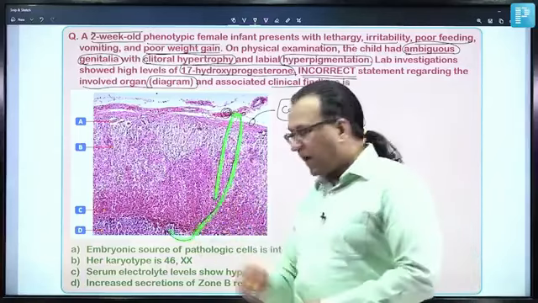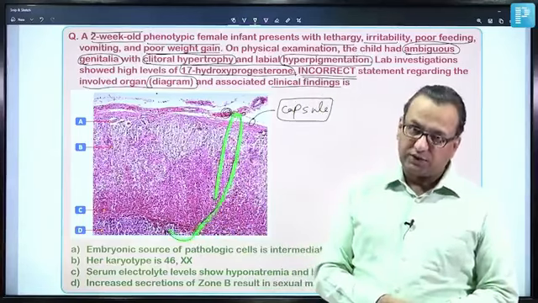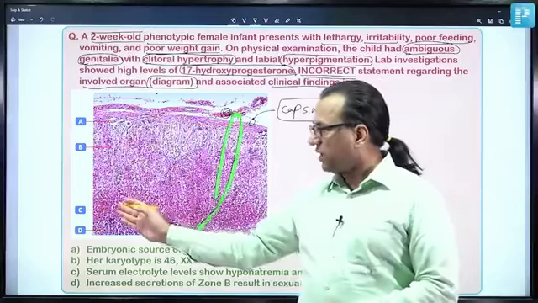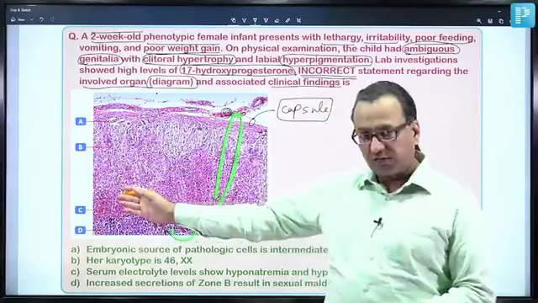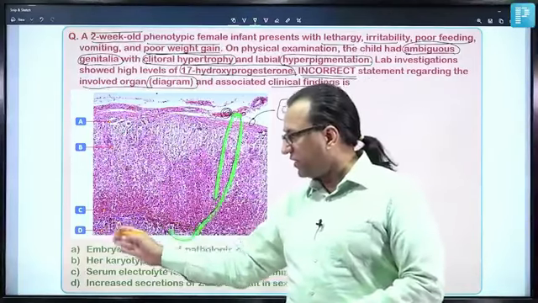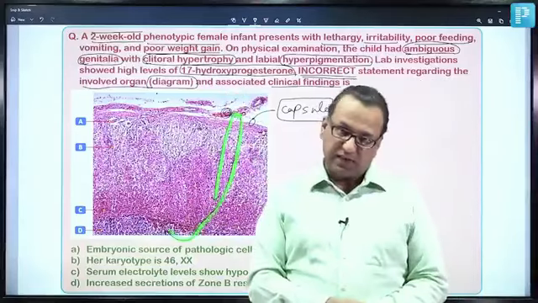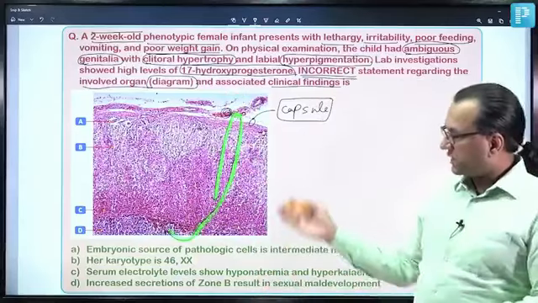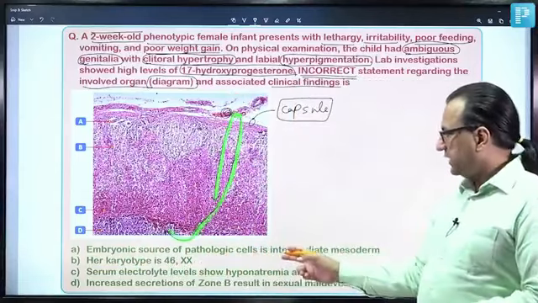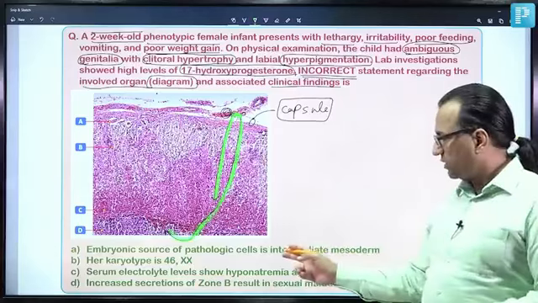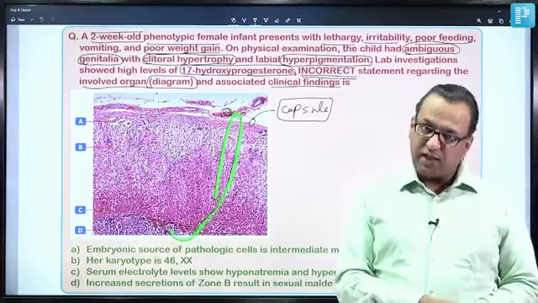Now we need to look at the arrangement of these blood vessels, which are basically fenestrated sinusoids supplying the GFR, that is glomerulosa, fasciculata, reticulata of the adrenal cortex, or the fenestrated sinusoids in the region of the adrenal medulla. So we'll be looking at the histological details as well, but presently, as the options are mentioning, the embryonic source of pathological cells is intermediate mesoderm. Now, where is exactly the pathology of congenital adrenal hyperplasia?